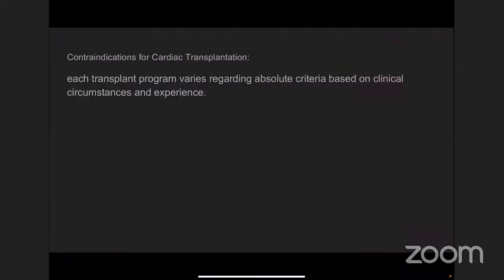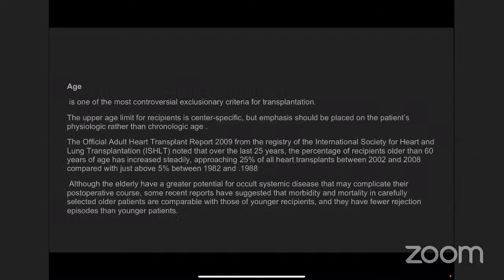Regarding the contraindications of cardiac transplantation, each transplant program varies regarding absolute criteria based on the clinical circumstances and experience. Started with age, which is one of the most controversial criteria for transplantation. The upper age limit for the recipient is center specific, but the patient's physiological rather than chronological age is more important.